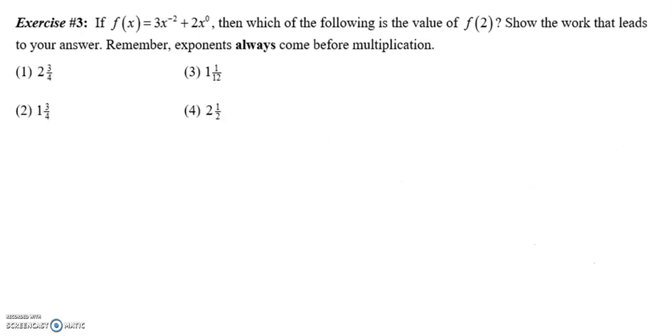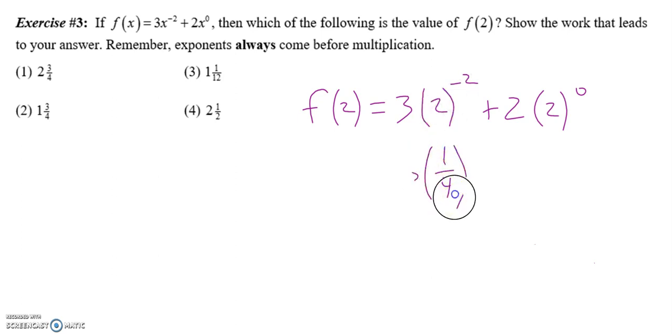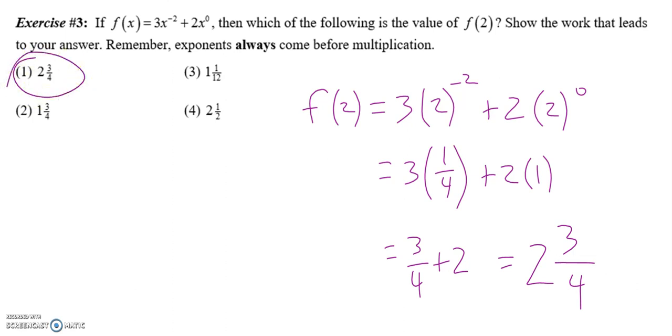All right, for number 3, hopefully you did some work. Obviously, you know I like to do lots of work. So I plugged in my input value there, and then I know that this means 1 over 2 to the second, which is the same thing as 1 over the fourth. So I did some work in my head right there. And then this 2 to the 0 power means 2 times 1. So then I just kept going. So 3 times a fourth. And then therefore our answer was 2 3/4. So if you got that, nice job, which I believe is that one there.